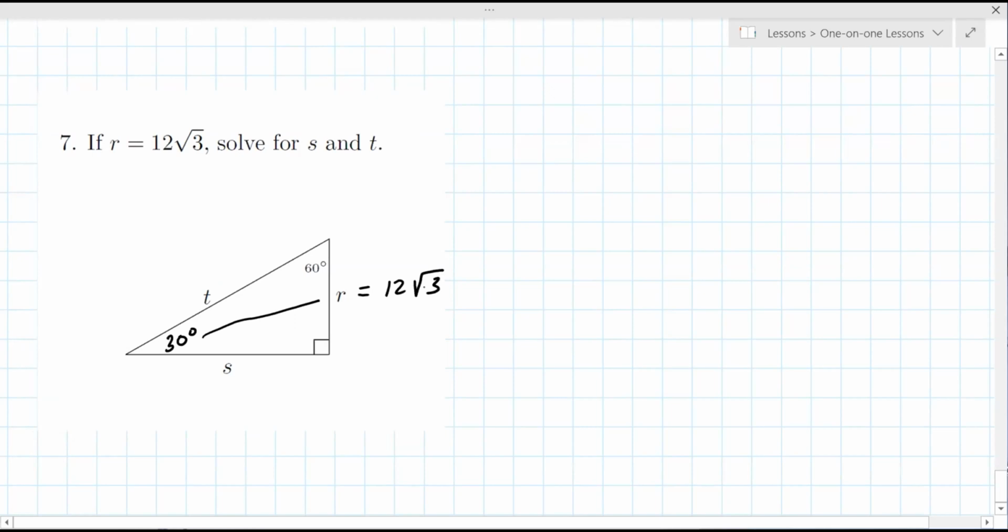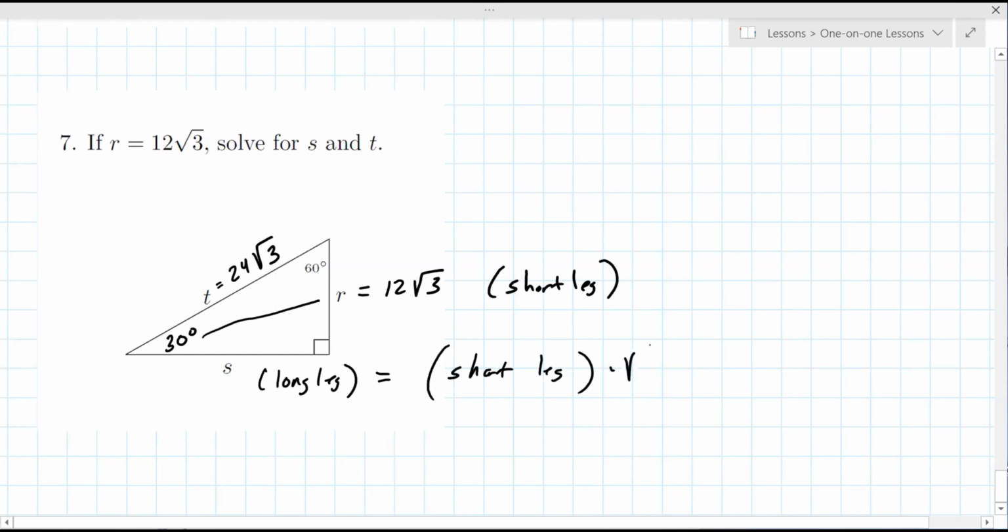Right. So that's one of the next little wrinkles that they can do: you can get a number that doesn't look quite right, but you're given the short leg. What is the hypotenuse? It's double the short leg. So you double this number in front. So that's 24 square root 3. Is the long leg. Do you agree with that? Yes. And it's the short leg times the square root of 3. So that's 12 square root 3 times the square root of 3.